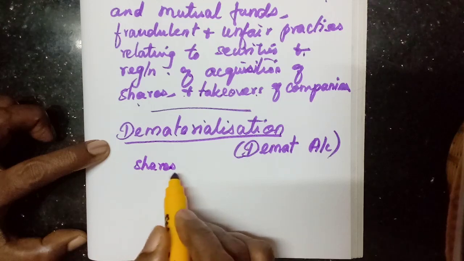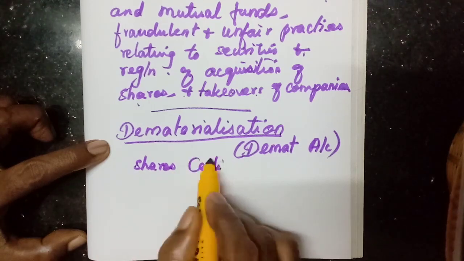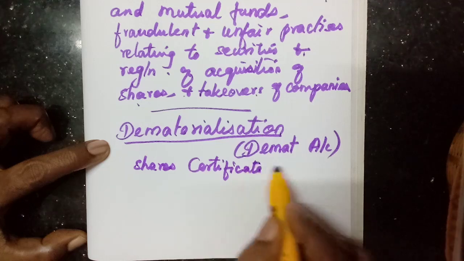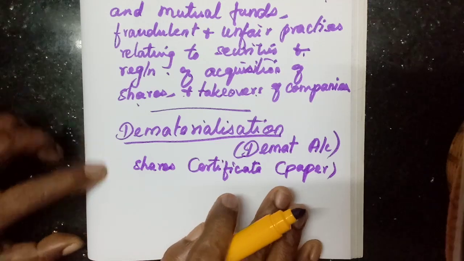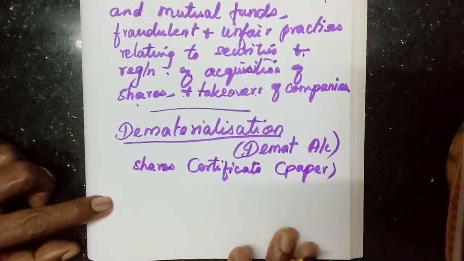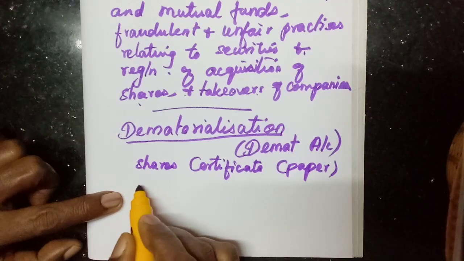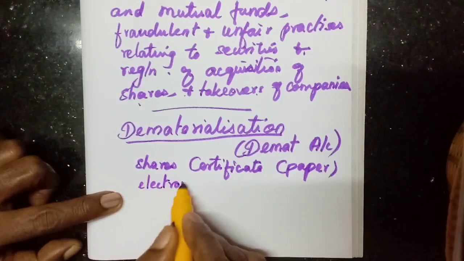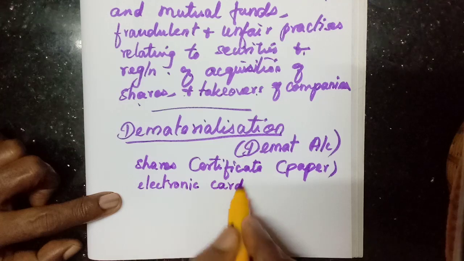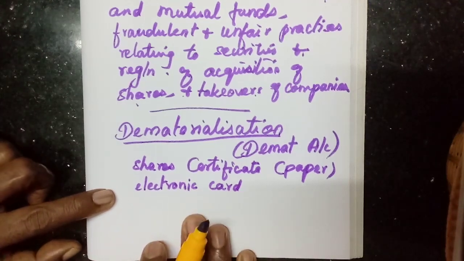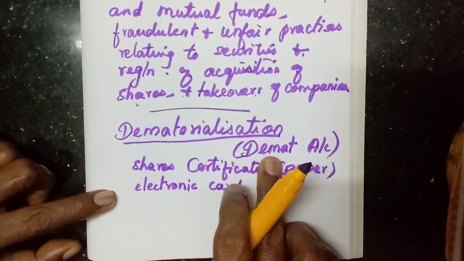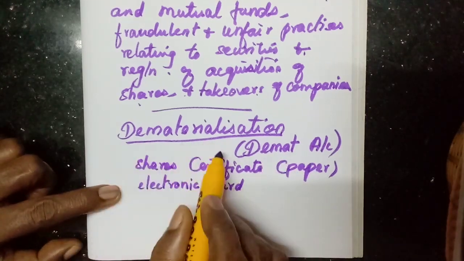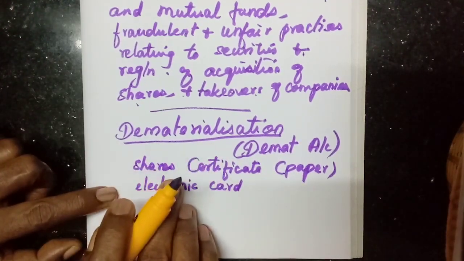Share. When we purchase a share, what do we get? We get a share certificate, isn't it? A paperwork. Now this paperwork is destroyed, and instead of that, one electronic card will be given. That is called the demat account. We can say it is a process. That is what is given in the book. I think you all are having your book with you.